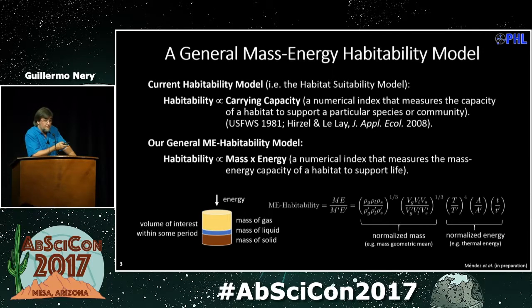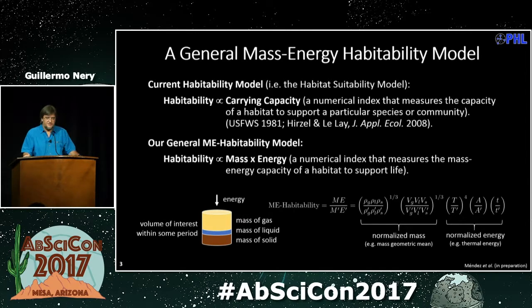And here we have an example. Here we can see mass multiplied by energy and compared to a reference. And this is how we get the mass part. You can see it's a geometric mean of all of these masses. By the way, we don't include biomass in these masses. It's just the environment. So we're using volumes and densities and the geometric mean, and we're getting a normalized mass because we're comparing it to these reference values. And this part's the energy, and we can see that for this particular case, we're using the temperature. So we're talking about thermal energy.